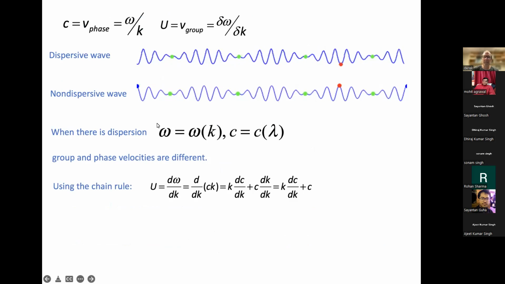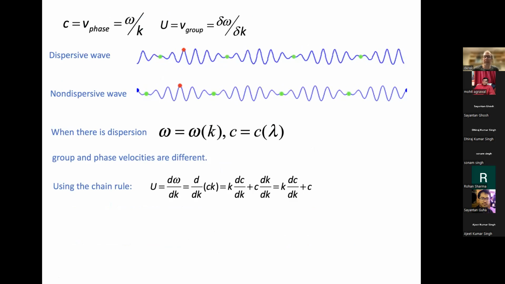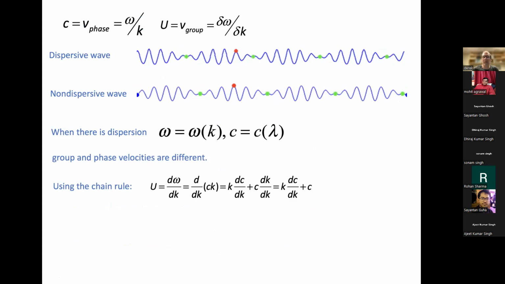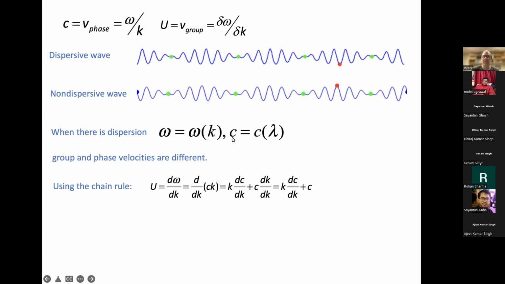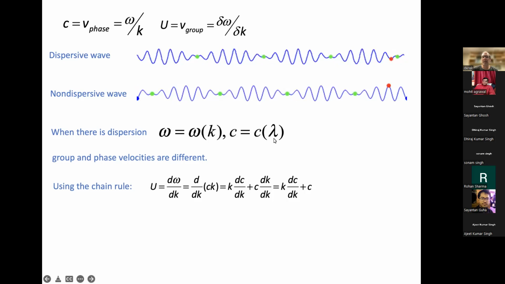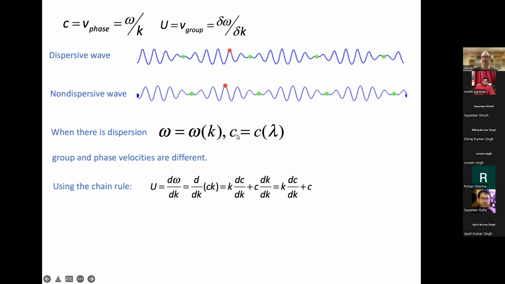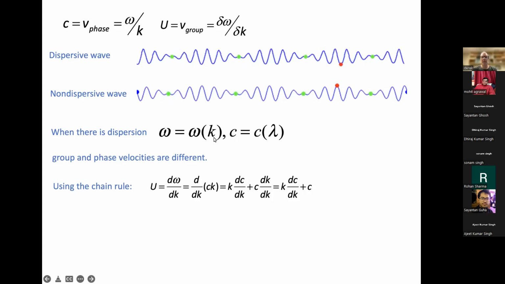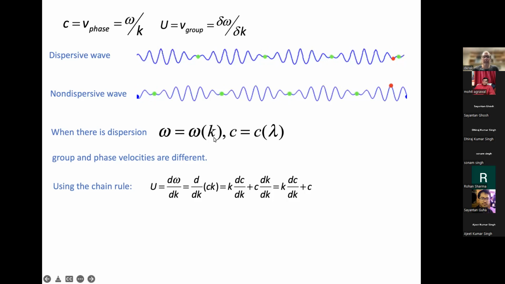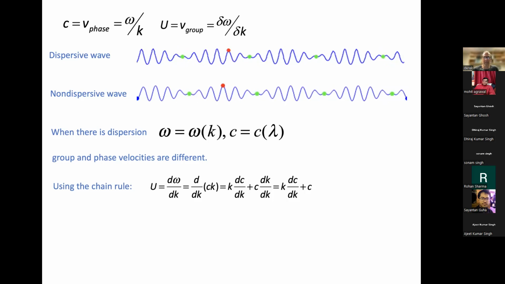So where there is dispersion, omega is going to be a function of wave number, or alternatively c, which is the velocity, is going to be a function of lambda. And in particular, c is the phase velocity. So in this case, when there is dispersion, the group and phase velocities are different.